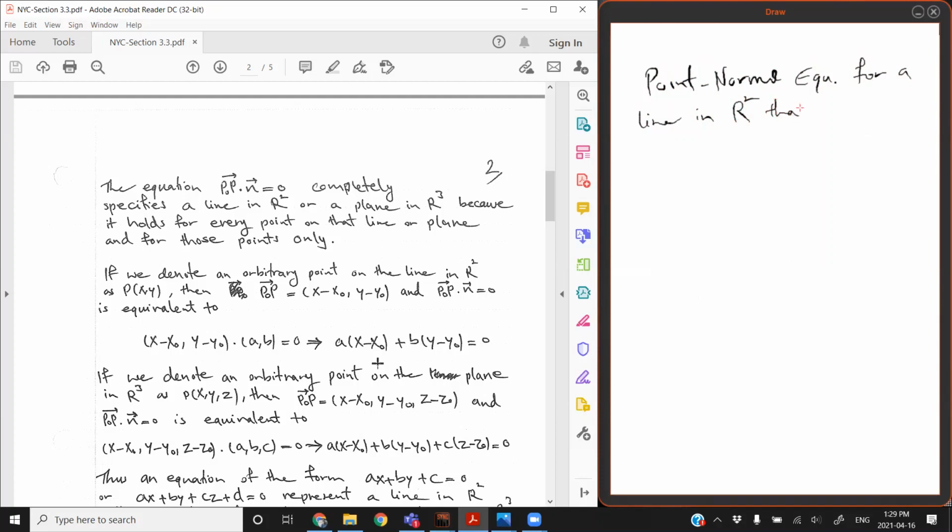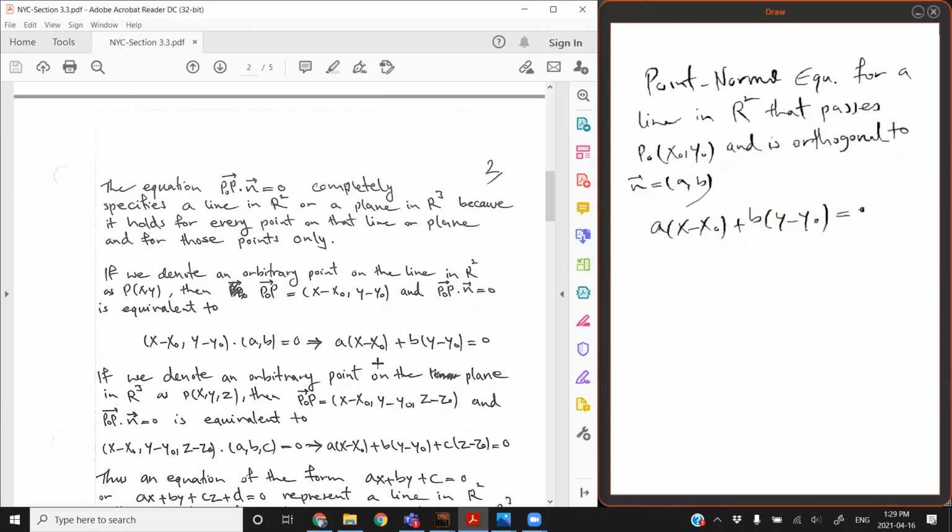that passes, let's say, the point P0 (x0, y0), and is orthogonal to the vector n = (a, b), then the equation of that line is going to have this form. a times (x minus x0) plus b times (y minus y0) is equal to 0.